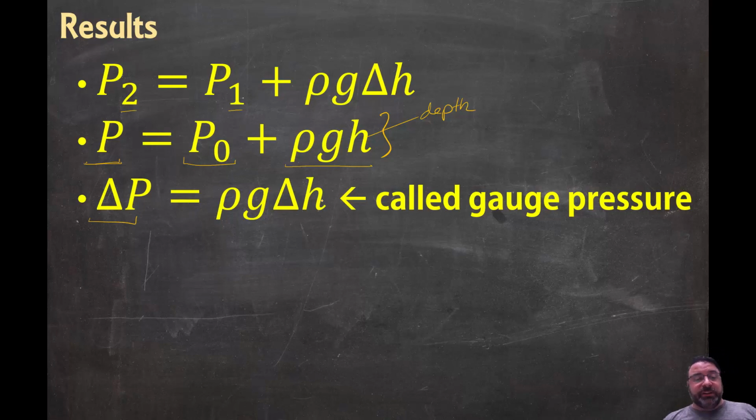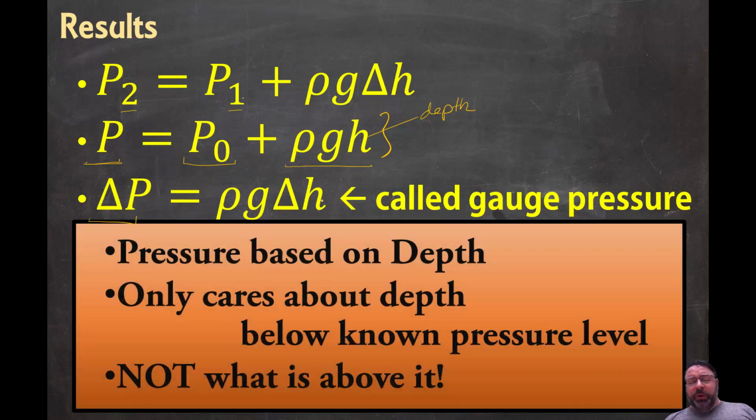And the other thing to notice and remember is that this only depends on depth. It doesn't depend on what's directly above you. It depends on your depth from some known level. So if there's something like a rock above your head in the water, your pressure doesn't care about that. Your pressure only cares about some known pressure level and how deep you are in that liquid.